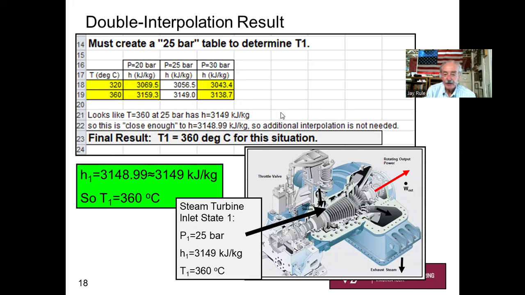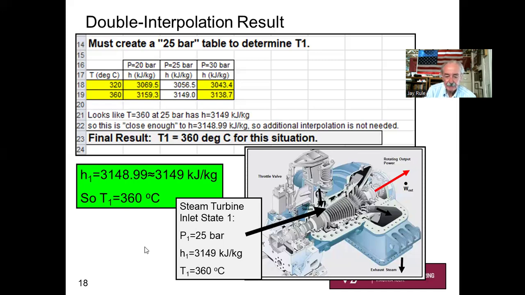And so, look, that's where I quit working. I said, look, 3148.99 is close enough to 3149. I don't need to interpolate anymore. I can see with my eyes that T1 is 360 degrees C. So that's my conclusion, and I wrote it down in my solution. H1 equals 3149, so T1 equals 360 degrees C.